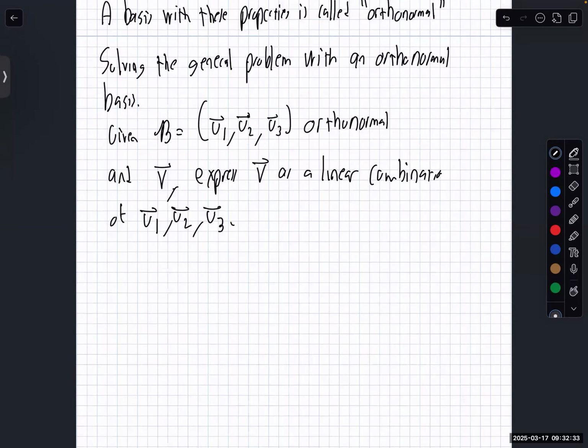So in other words, we want to find some scalars. So we scale U1 by a certain amount, U2 by a certain amount, and U3 by a certain amount. The scaled vectors added together give us V. I'm going to call these C1, C2, and C3.